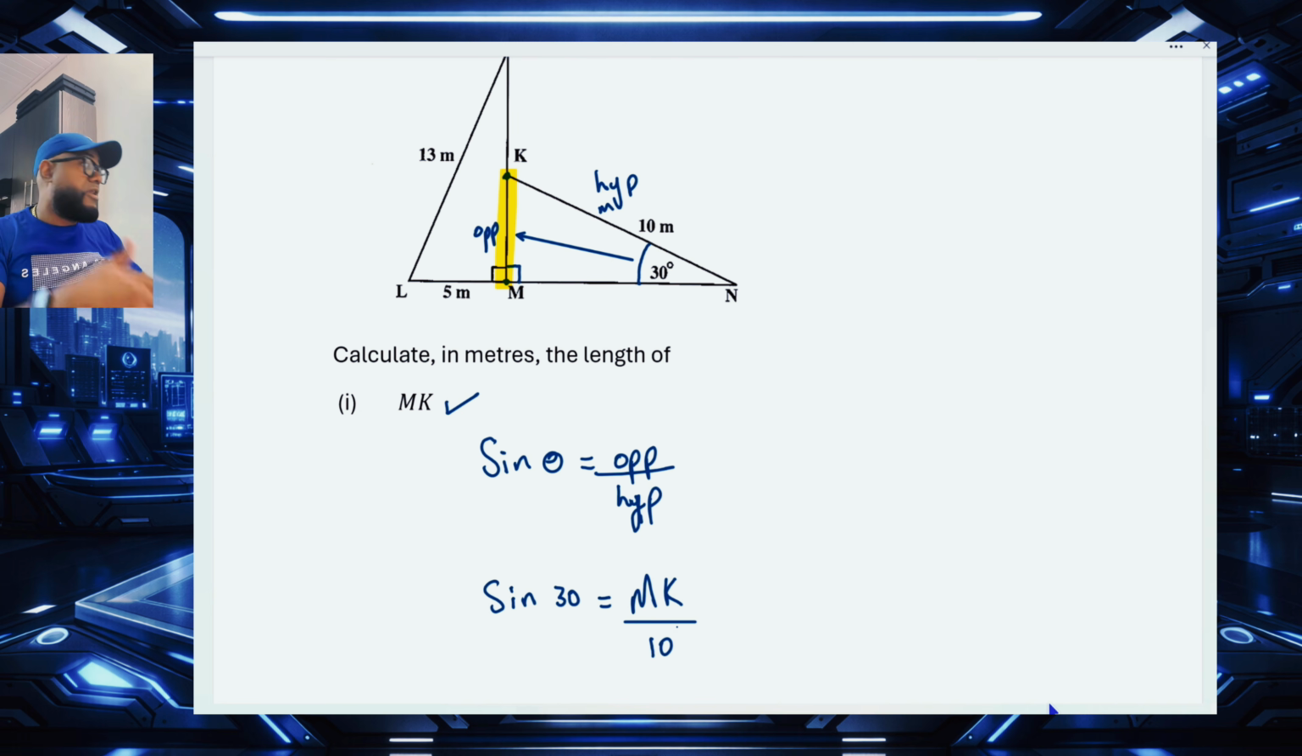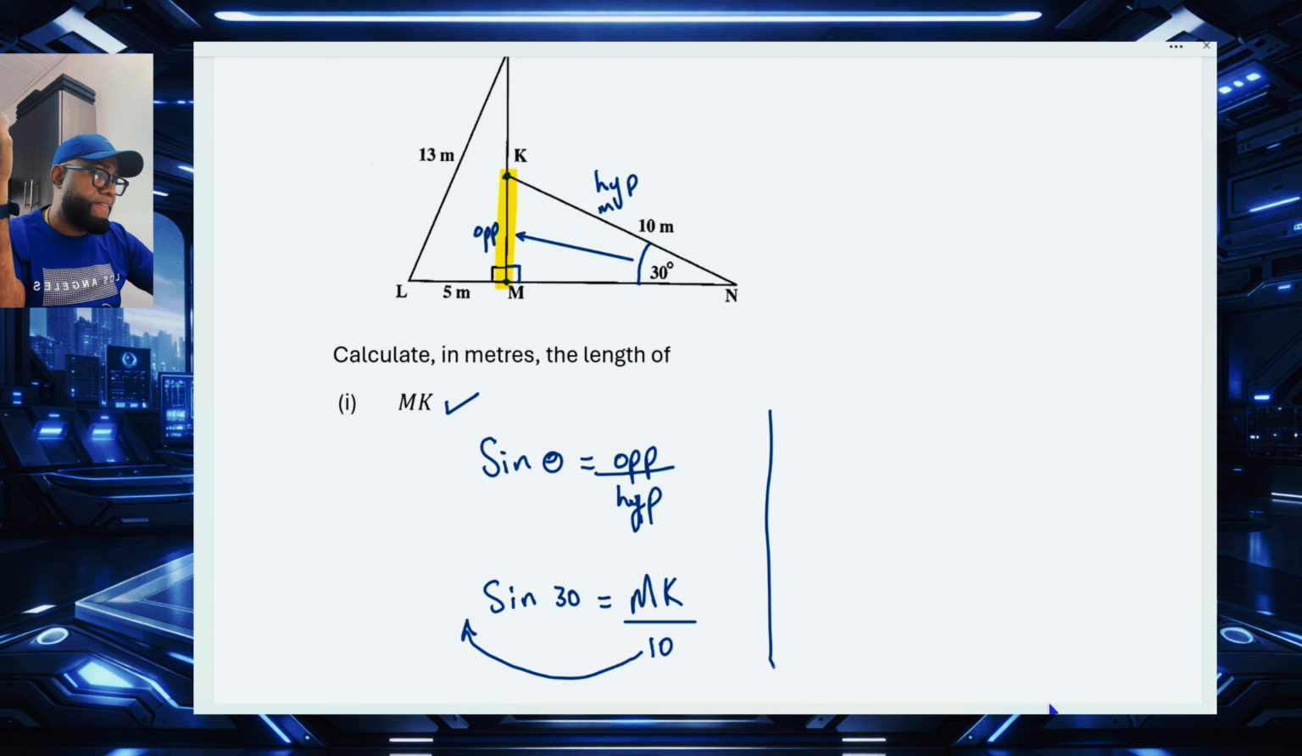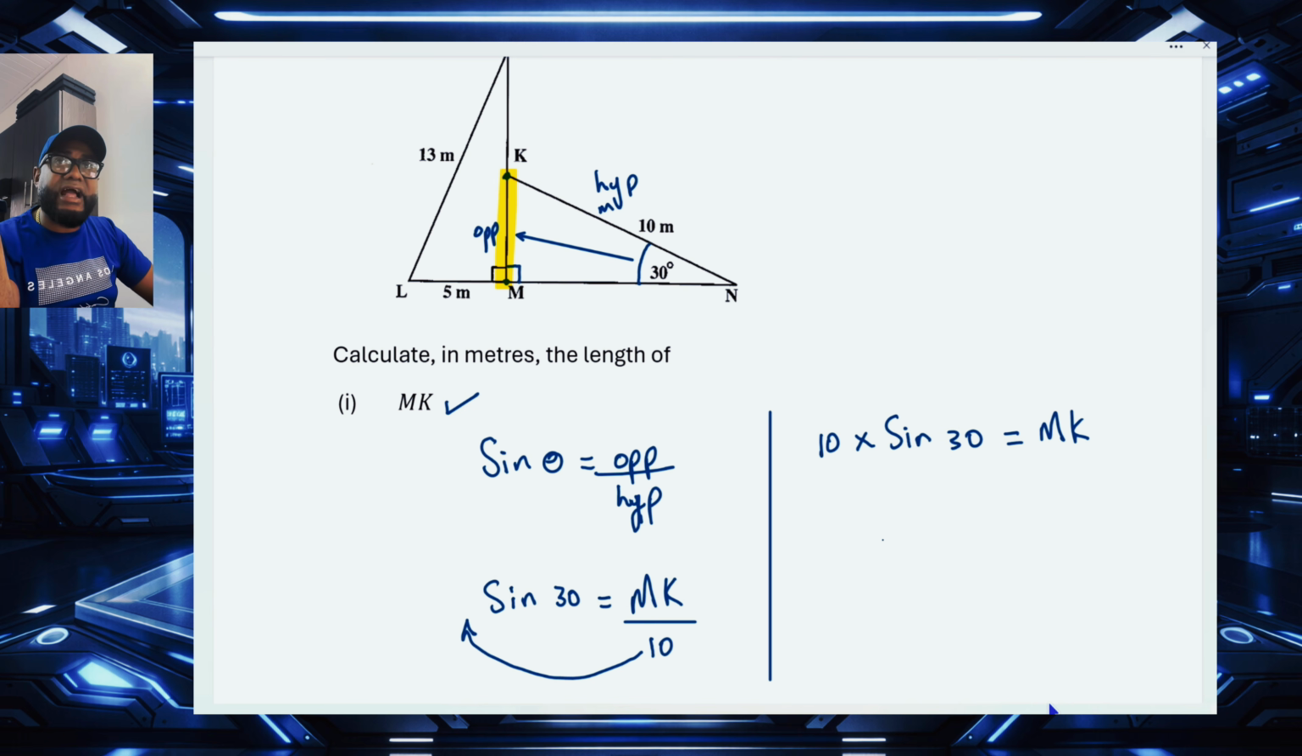What do we do next, right? You want to find MK, so you have to move that 10, right? So the 10 moves here and multiplies. Now, we're going to put the 10 in front of the sine 30, right? So watch it here. This will be 10 multiplied by sine of 30 is equal to MK. You proceed to your calculator, you punch that in and tell me what you are getting there. 5, straight 5? So this will be 5 what? What is the measure? 5 meters is equal to MK.